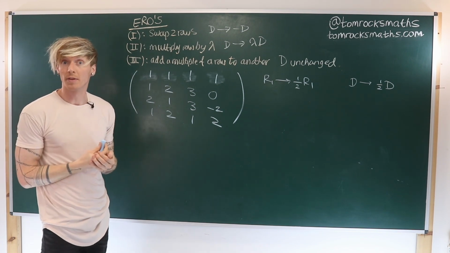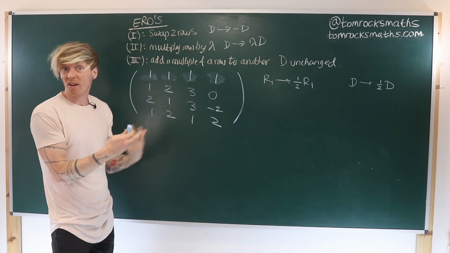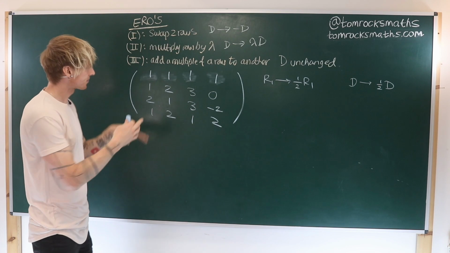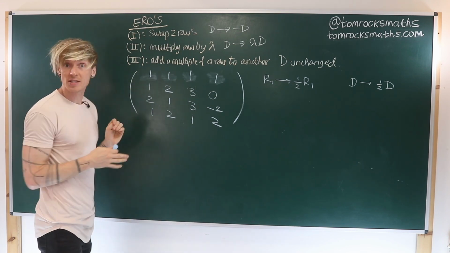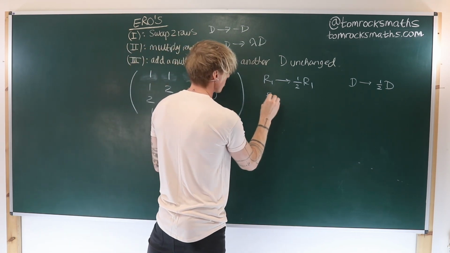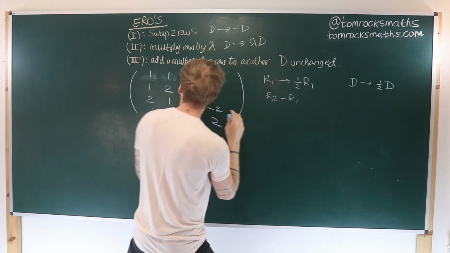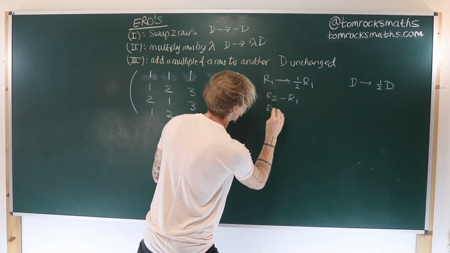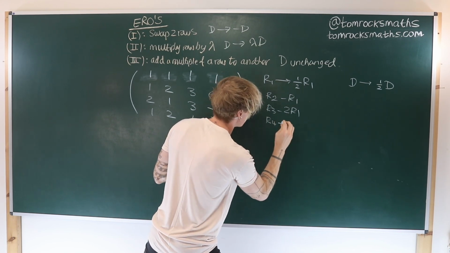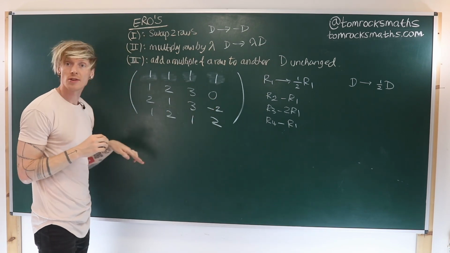Pretty straightforward so far. Now the next thing we want to do to try and get this into RRE form, or something approaching row reduced echelon form, is to get rid of these first entries in this first column. So what we're going to do is now going to be row 2 minus row 1. We also want to do row 3 minus 2 lots of row 1, and we want to do row 4 minus row 1, because that will give us zeros in these 3 entries.